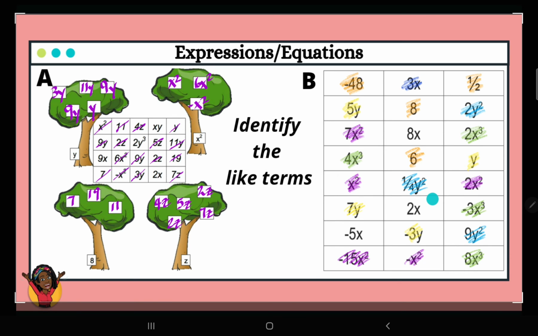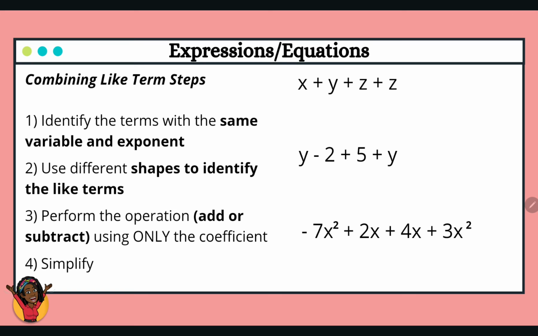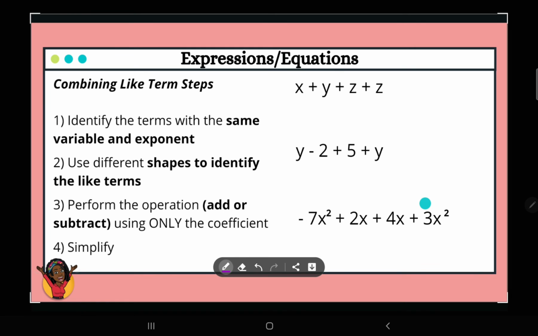So that's my 3x, my positive 2x, and my negative 5x. Okay, so those are all of my like terms. So let's take a look at combining like terms. Our steps for combining like terms.